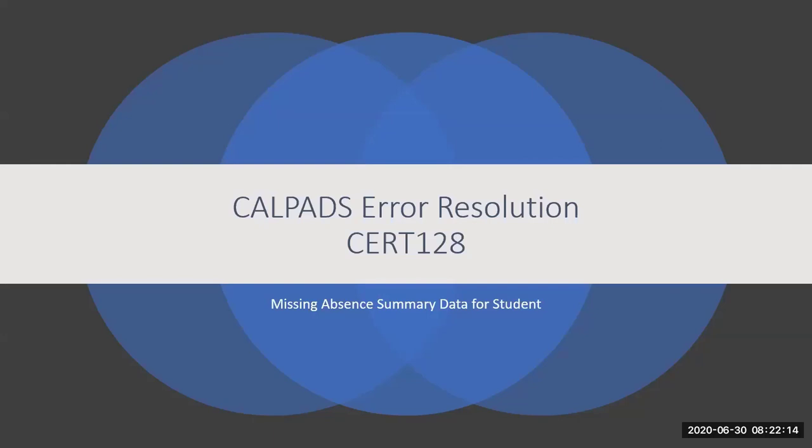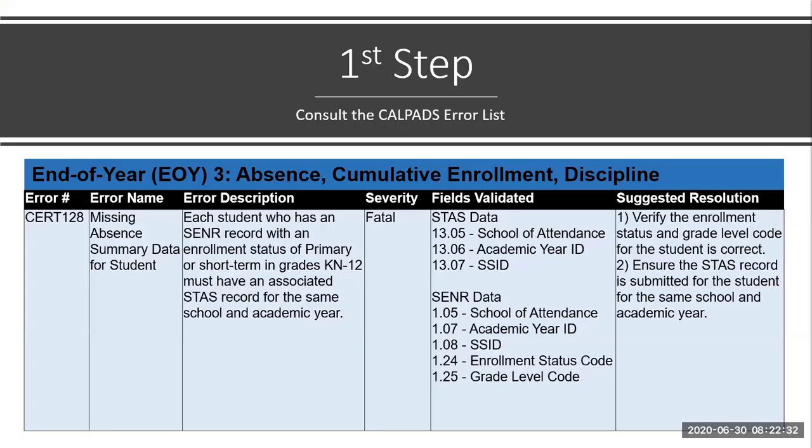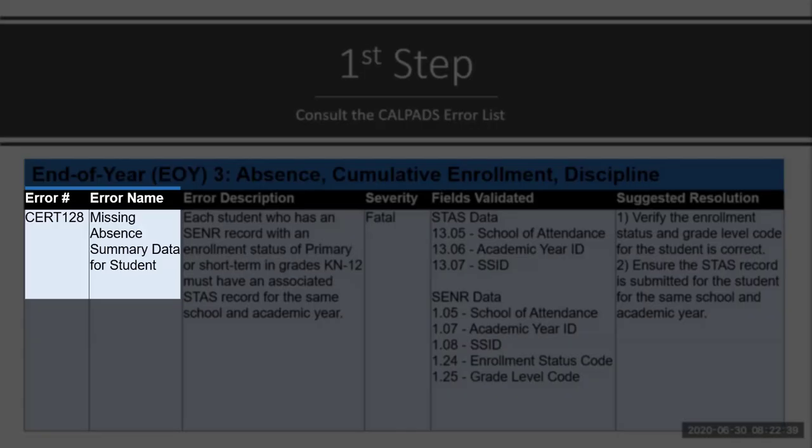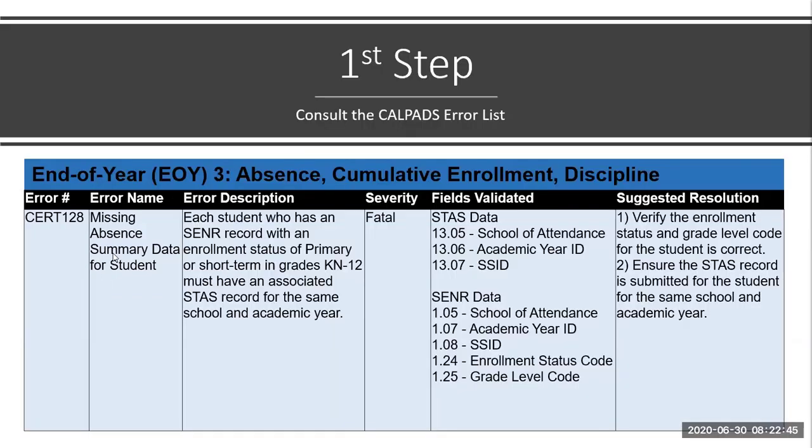CALPADS Error Resolution CERT128, Missing Absent Summary Data for Student. Like always, the first step when troubleshooting a CALPADS error is to consult the CALPADS error list. From left to right, you can see the error number and the error name column. These fields are used to identify your error.